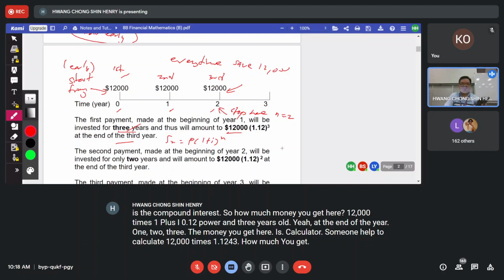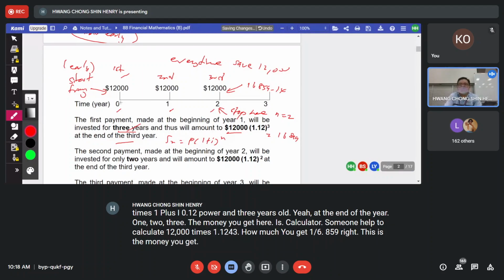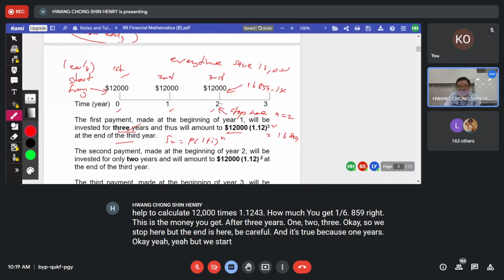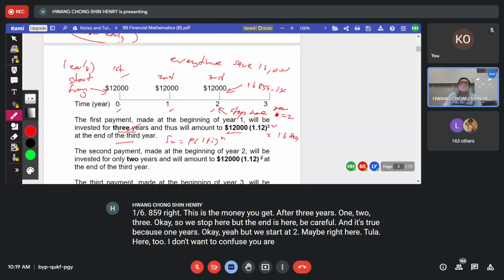You get 16,859, right? This is the money you get after 3 years. 1, 2, 3. Okay, so we stop here, but the n is 3. Be careful. n is 3 because first year, second year, third year. But we stop at 2. Maybe I write here year 2. I don't want to confuse you. Time 0, first year, second year. But the n is 3.